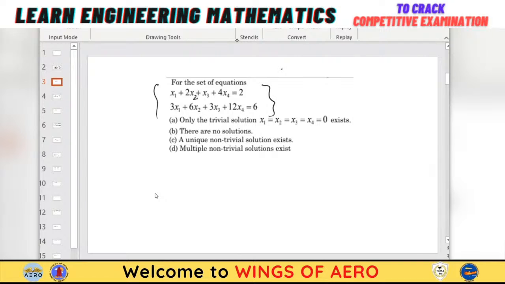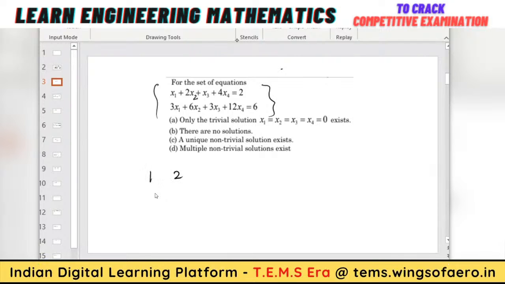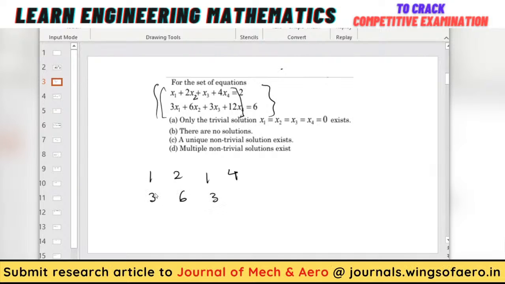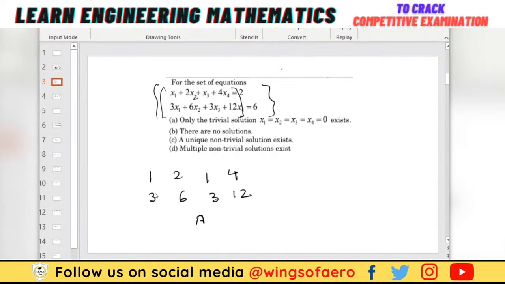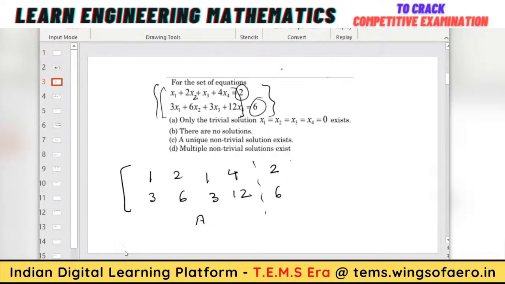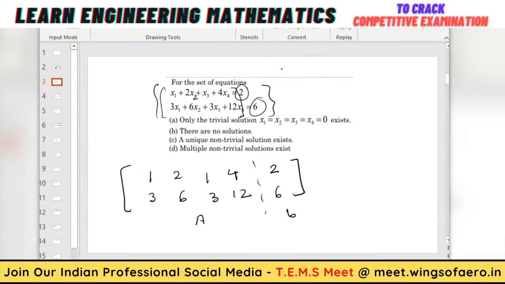So augmented matrix means this is 1, 2, 1, 4. I am just writing this matrix: 1, 2, 1, 4, 3, 6, 3, 12. This is the A matrix, and the right hand side is 2 and 6. So this whole matrix is called the AB matrix. This is B. It's called the augmented matrix. Find out the rank of this augmented matrix first.